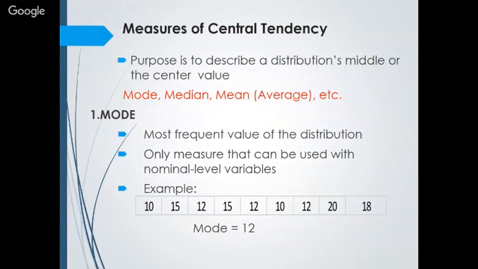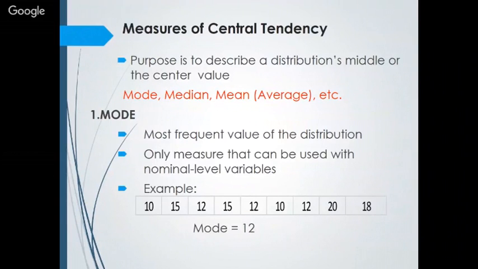Mode is the most frequent value of the distribution. After gathering all the data, we have to count how many times each value is repeating. So we can say that the highest number of repeating data is the mode of that series.